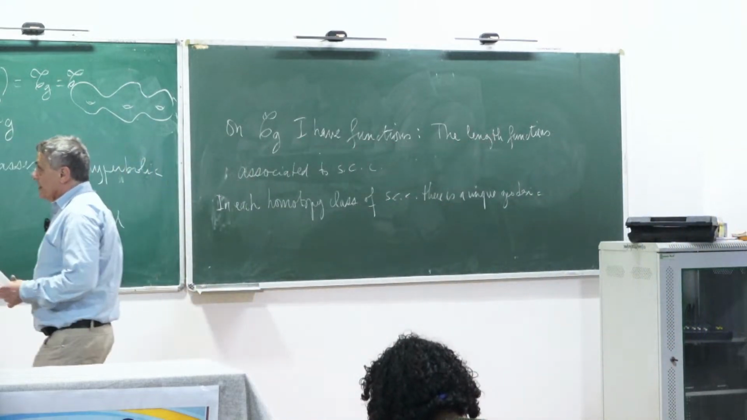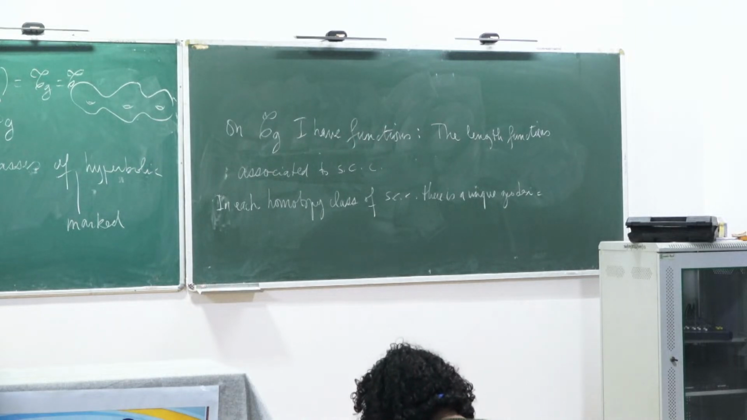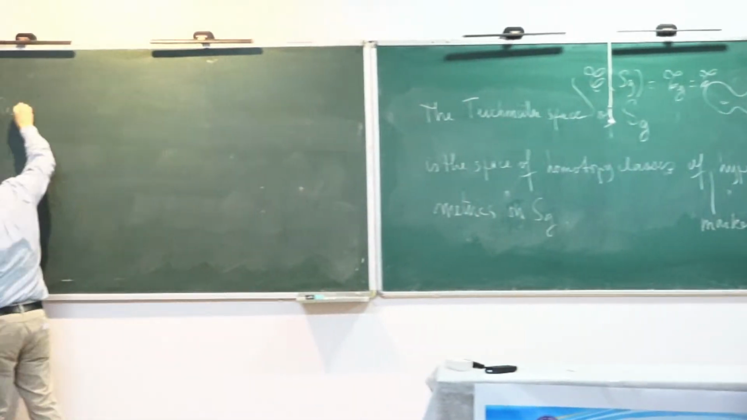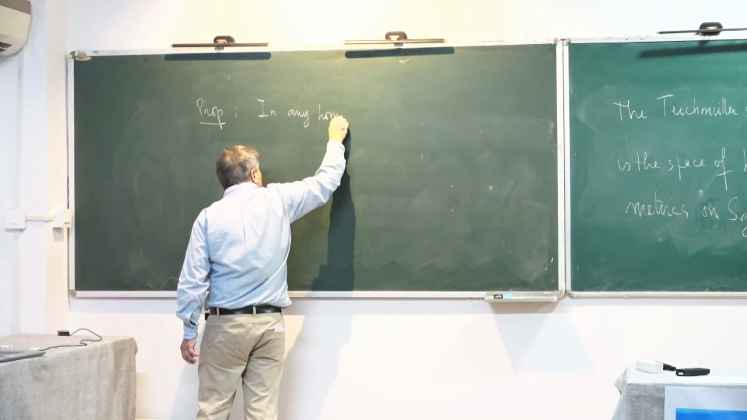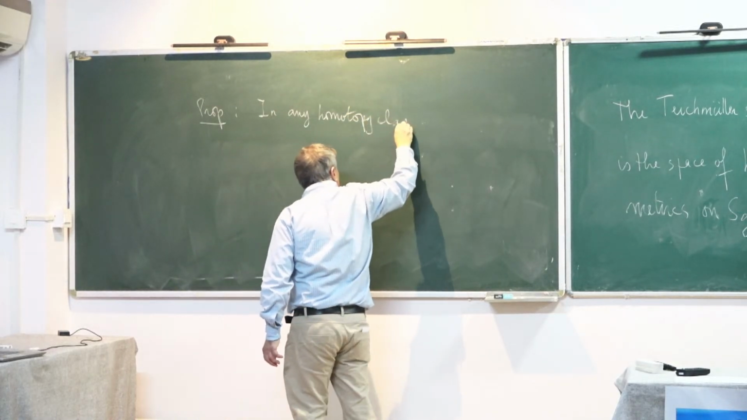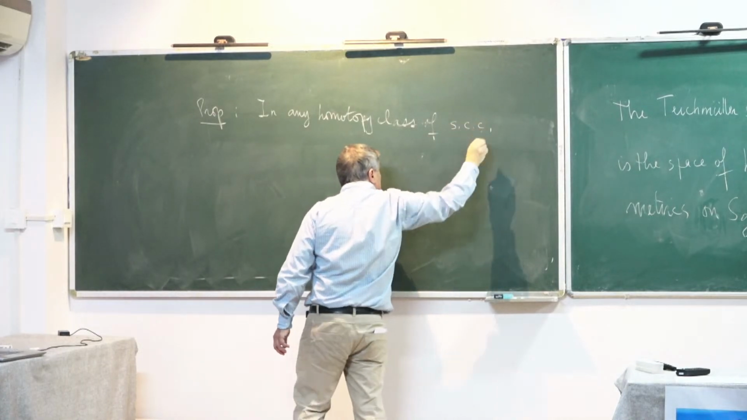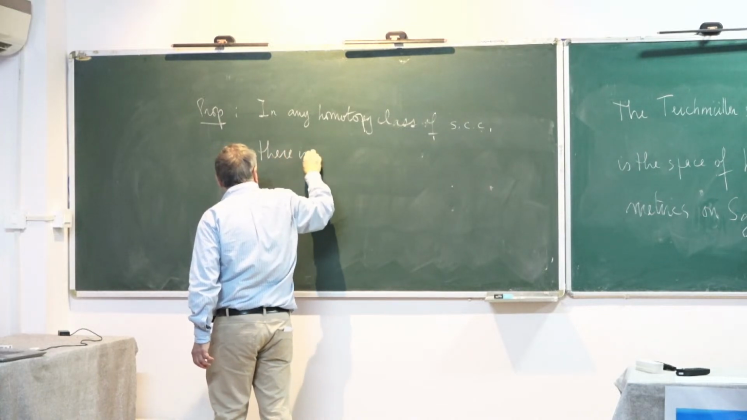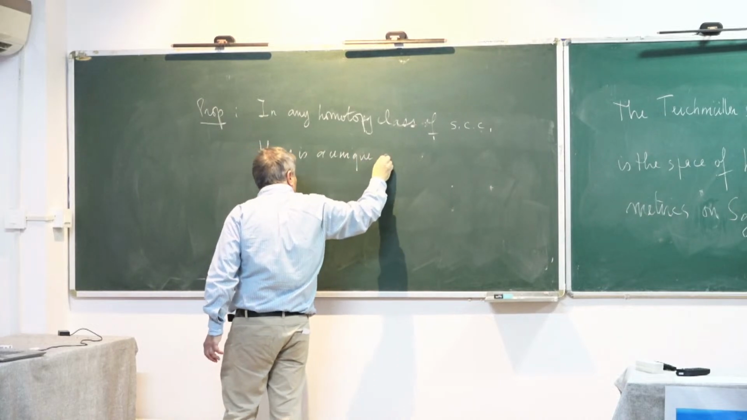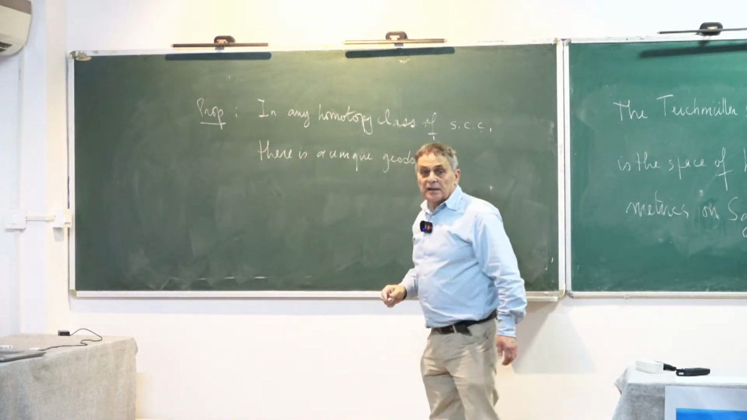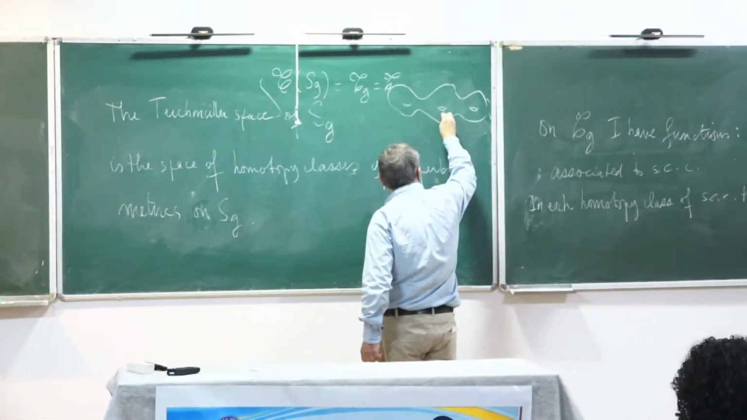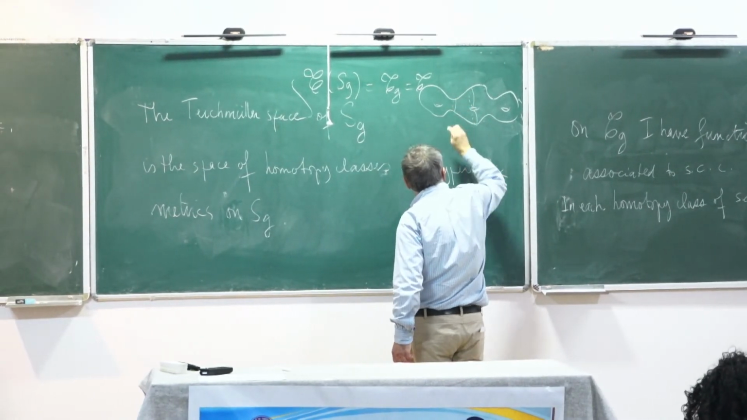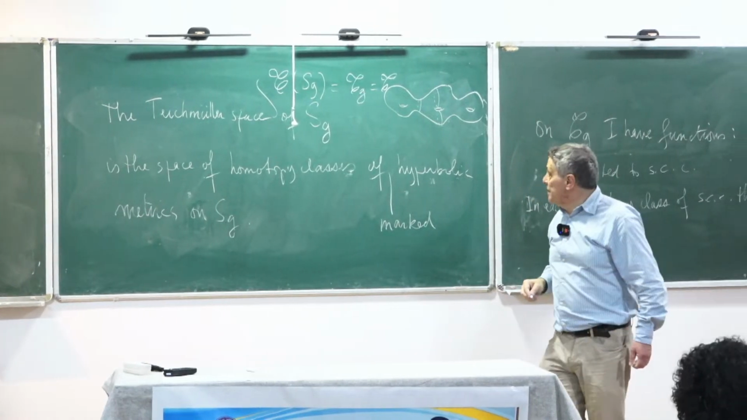Let's write it here. This is not difficult. In fact, this is a proposition. In any homotopy class of simple closed curves, there's a unique geodesic. Remember, we said simple closed curve means that it's not shrinkable to a point. So, for instance, this one here, I have a unique geodesic. This one here, I have a unique geodesic in this class. So, how do you prove this?